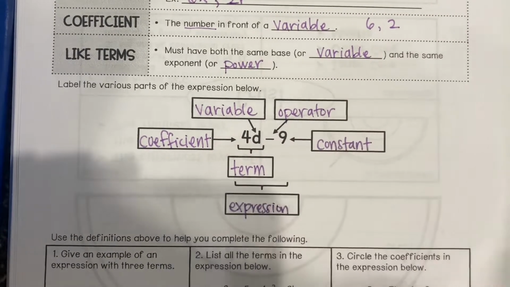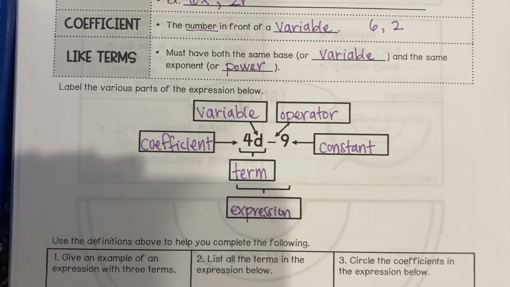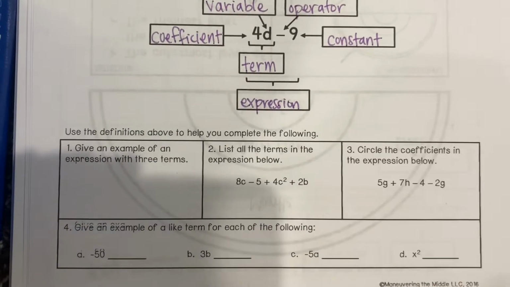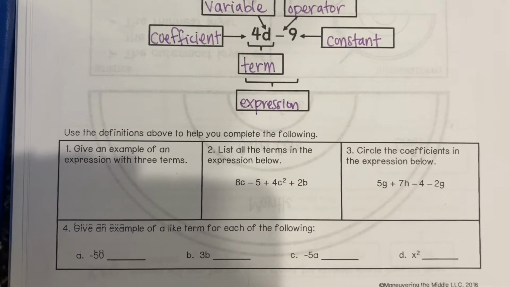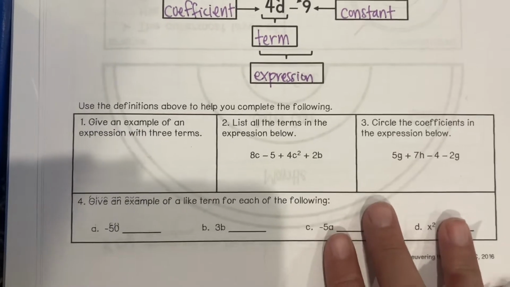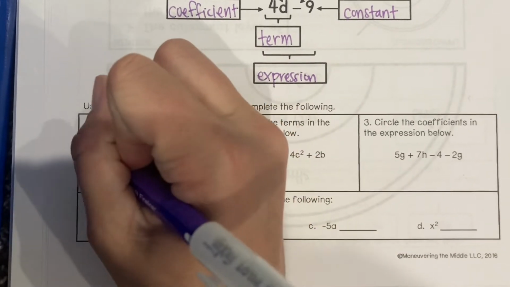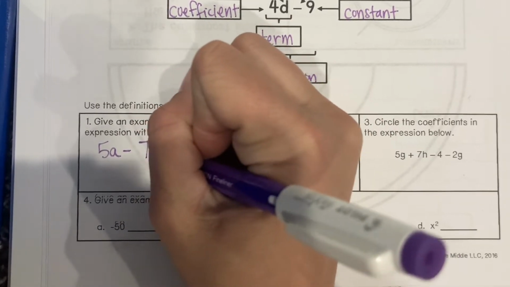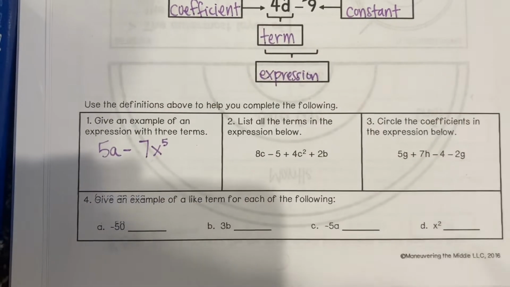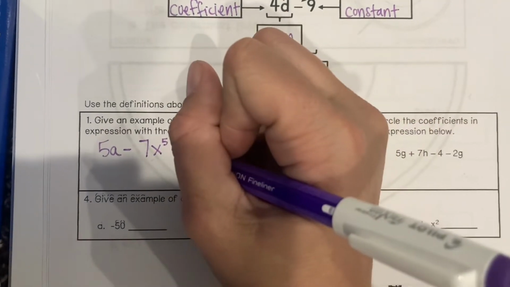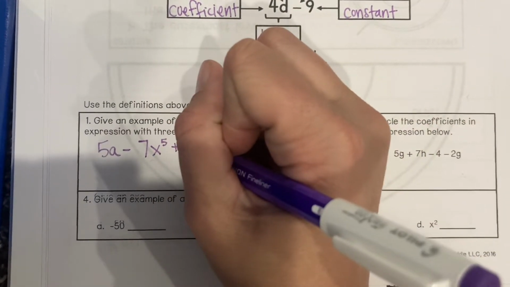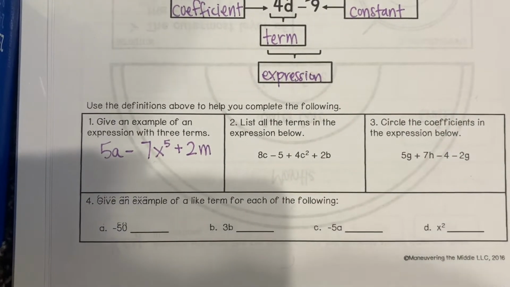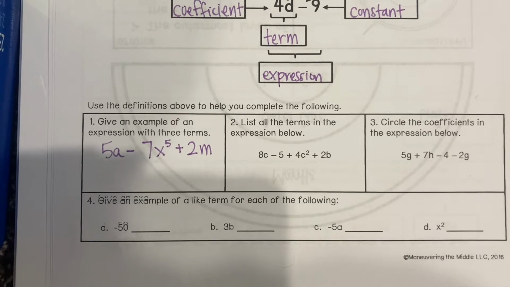Remember, if you need the sub to pause at any time for you to copy down this stuff, go ahead and tell them. All right, going on, give an example of an expression with 3 terms. So you can try and write your own. If I were to write one, I would write something like 5a take away 7x to the 5th power, because you can throw a power in there, plus 2m, something like that. Okay, that has 3 terms.